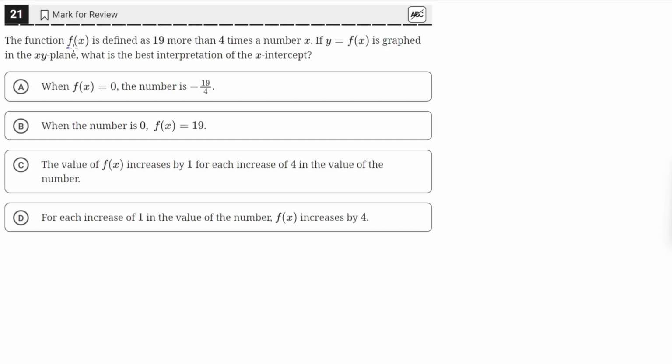The function f of x is defined as 19 more than 4 times the number x. If y equals f of x is graphed in the xy plane, what is the best interpretation of the x-intercept?